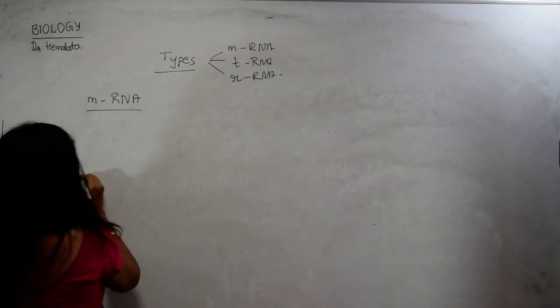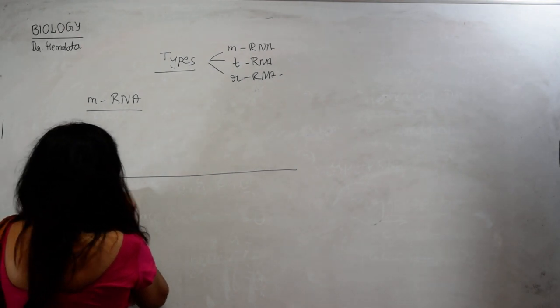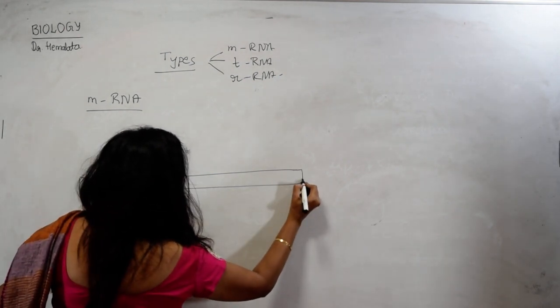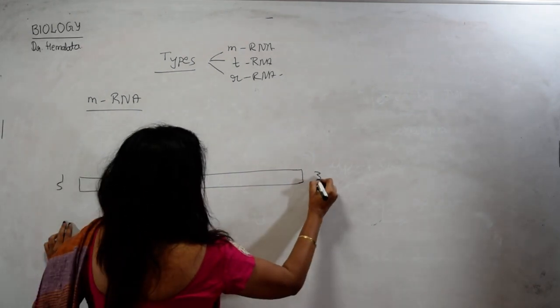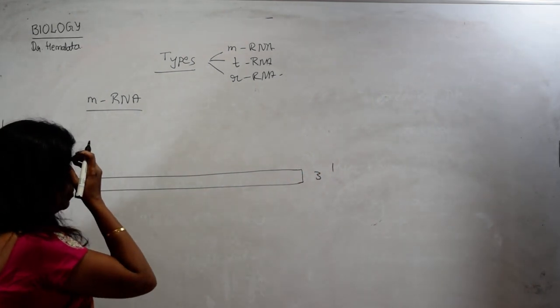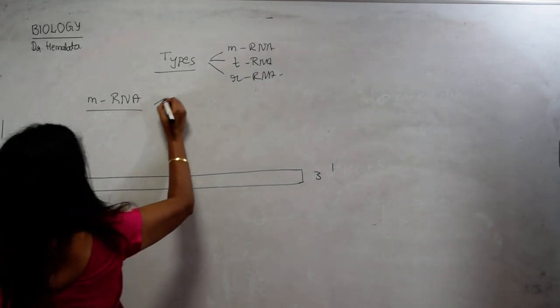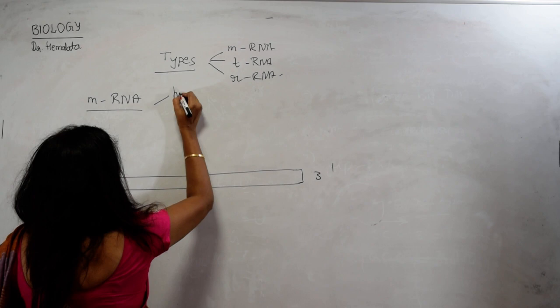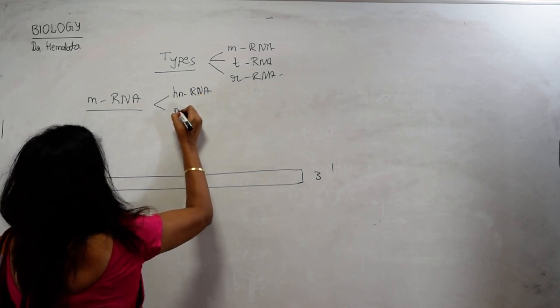How is the mRNA? I will give you the mRNA structure now. In board examinations you get this as a 2 or 3 mark question. This is the 5 prime end, this is the 3 prime end. And mRNA, as I told you, has two types: hnRNA, which is heterogeneous nuclear RNA, and mature mRNA.